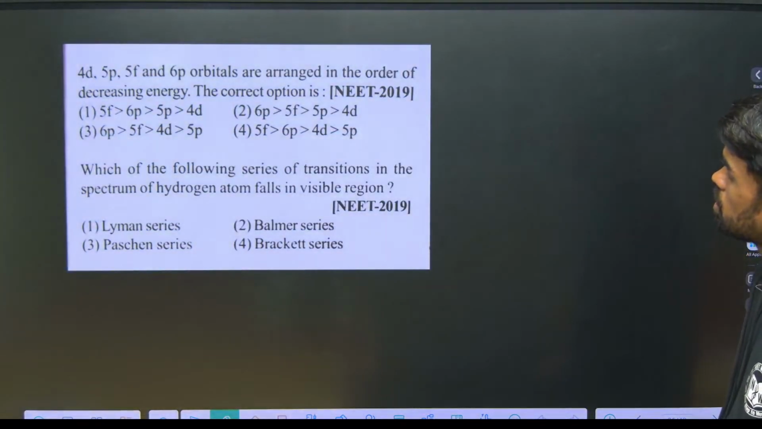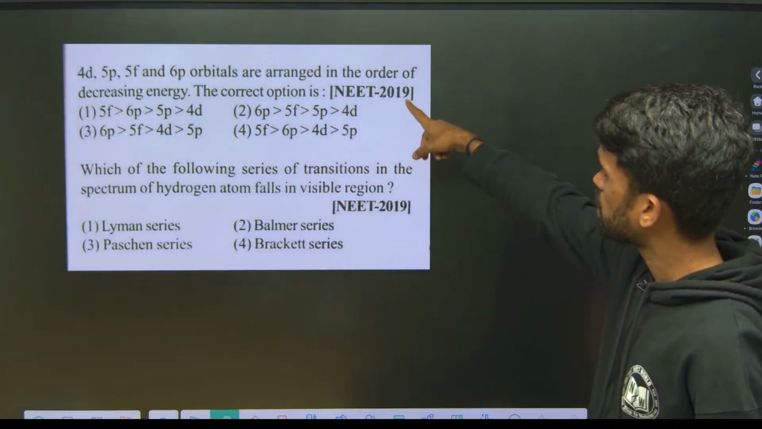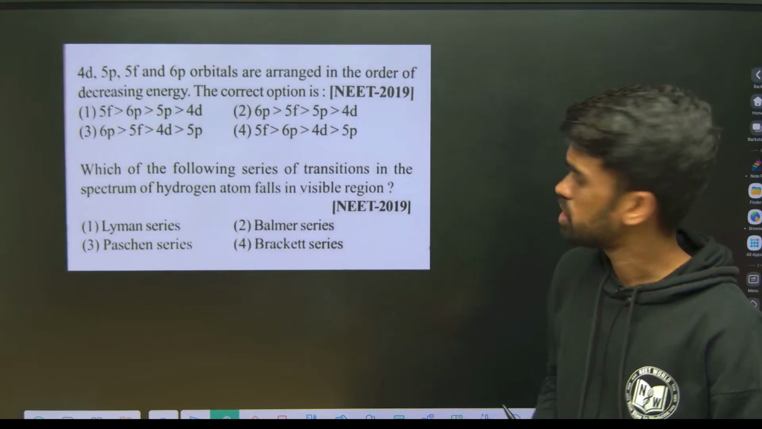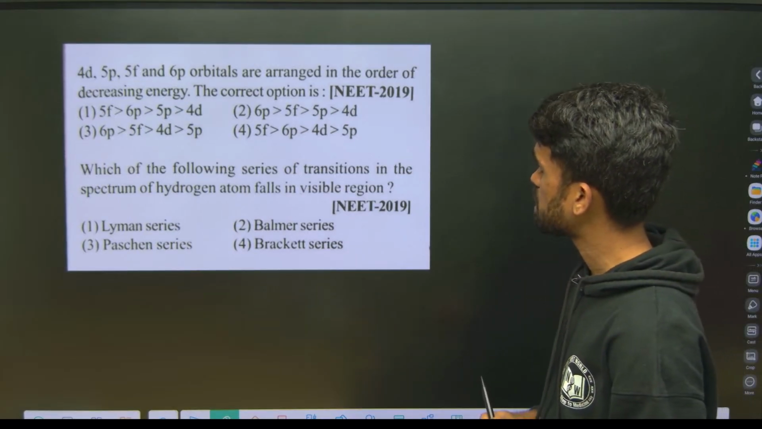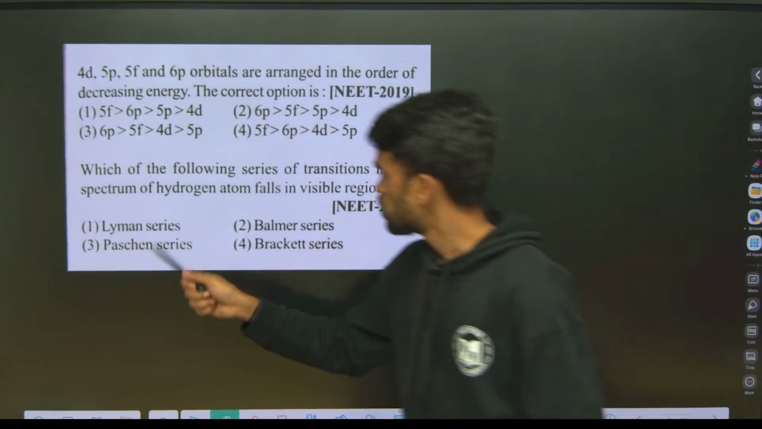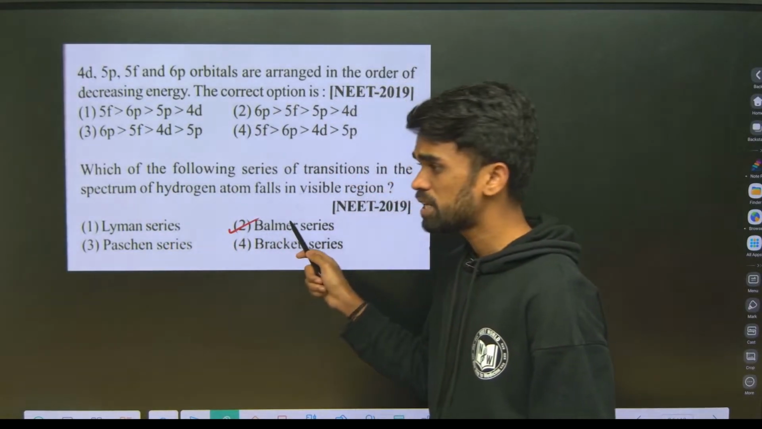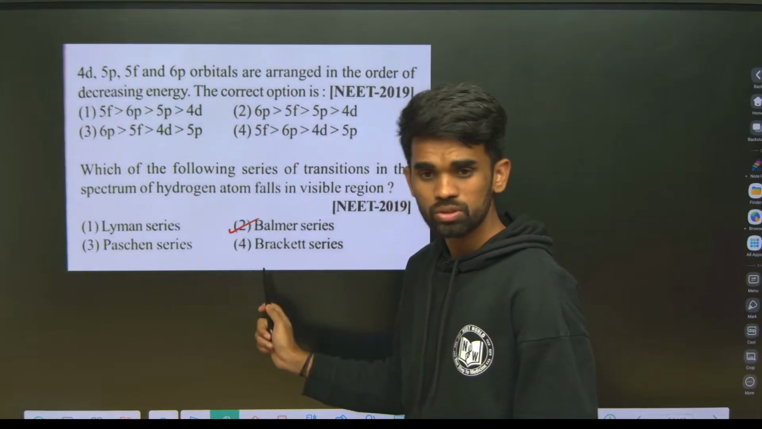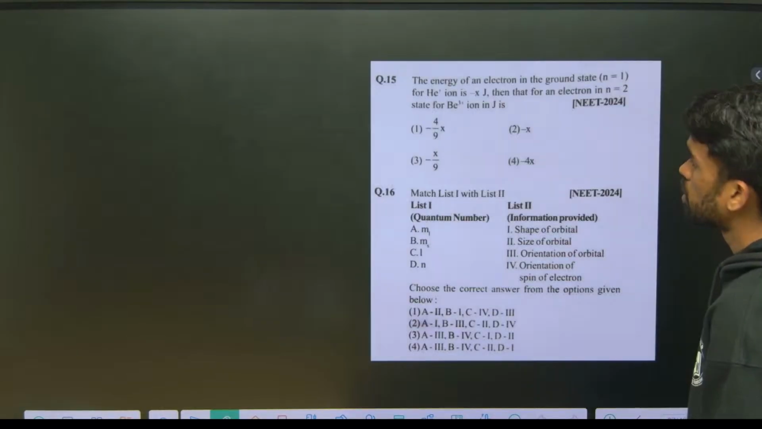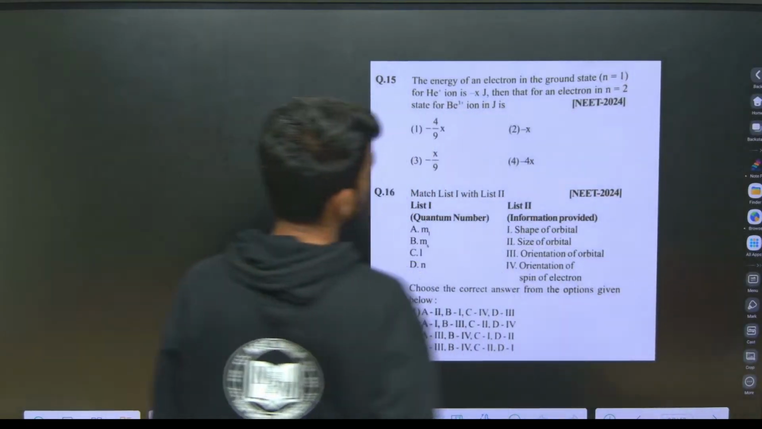Okay, next. Tell me about these two. I think you can answer the above one, but this one you tell me from Bohr's model. Which of the following series of transitions in the spectrum of the hydrogen atom falls in the visible region? Balmer series. Just a quick revision: Lyman appears in UV and Balmer in visible. The next two are both IR only. So these questions we already solved.